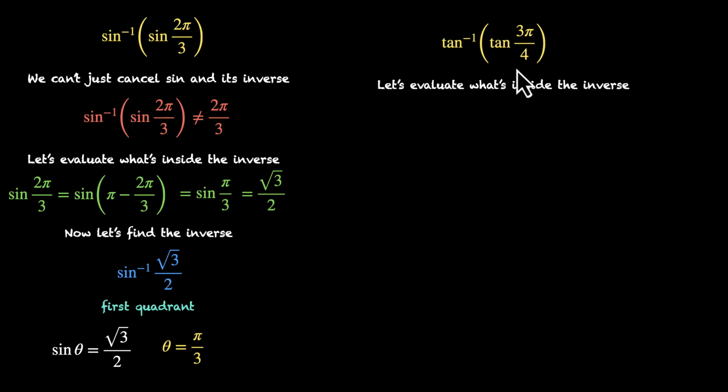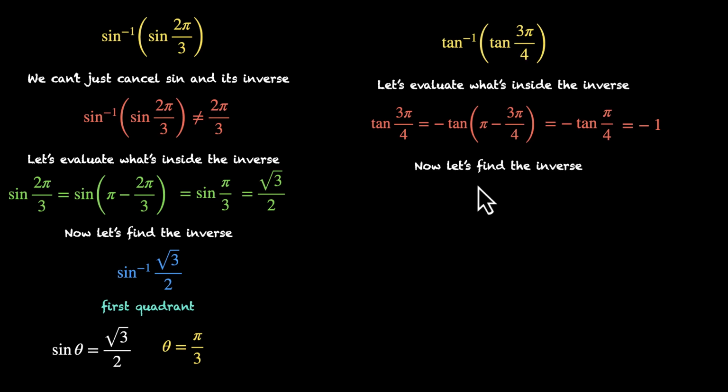So let's evaluate what's inside tan inverse. That's tan 3 pi by 4. Tan of 3 pi by 4, tan of theta, that's equal to minus tan of pi minus theta. So that's going to be pi minus 3 pi by 4, that's pi by 4. This is minus tan pi by 4, that's minus 1. So tan 3 pi by 4 is equal to minus 1. Now let's plug minus 1 here. What we need to do is we need to find tan inverse of minus 1.